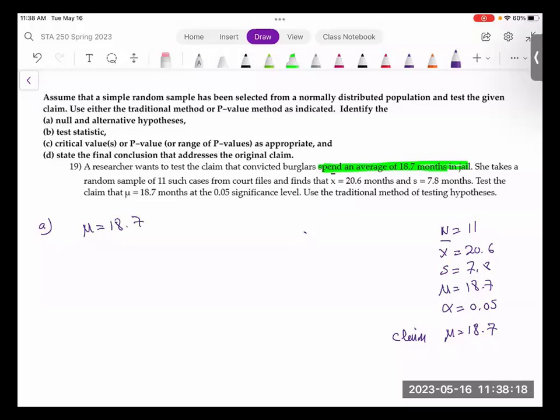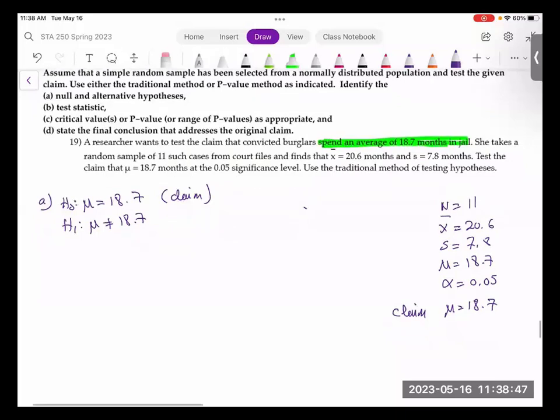Do you notice here I did not write whether it's H1 or H0. Now I'm going to make a decision whether it's H1 or H0, right? Because it has an equal sign on it, it will be only H0. We good? So this is your claim. Now the negation of this will be H1, and H1 will be the mean different than 18.7. You got it? So far, so good? Okay. Now, I'm done with A.